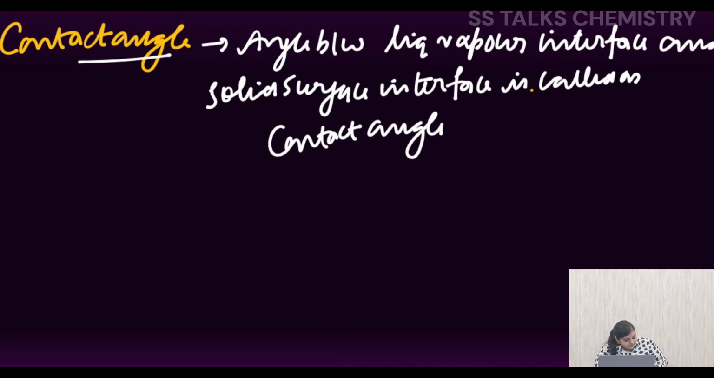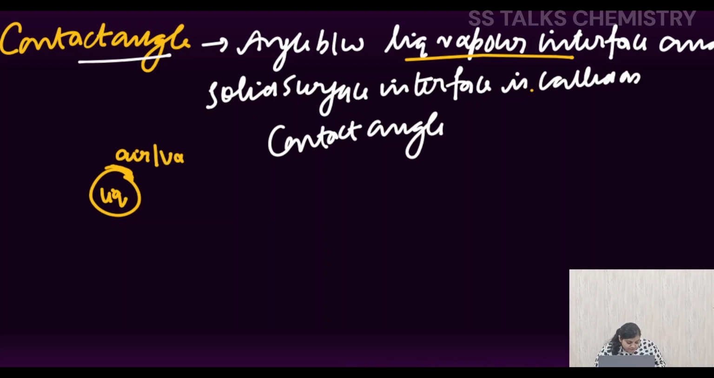So how do you define this? What is basically this solid-vapor interface? Suppose I have a drop of water. In this drop there will be the presence of the liquid, and in the outside environment there is air or vapors present around this drop, and the point where the air or vapor and the liquid drop come in contact with one another.